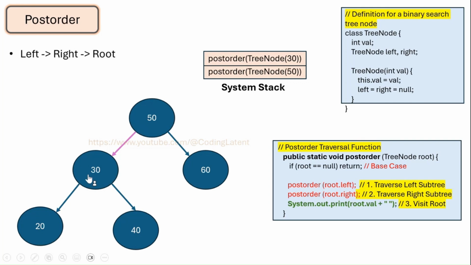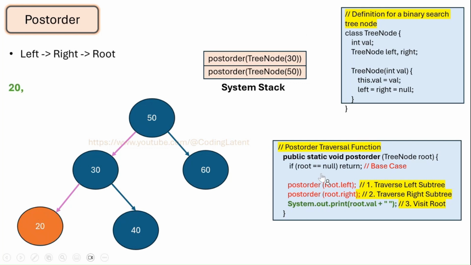Now 30 dot left is 20. So it will call the post-order with node 20 as a root. So this is the tree for which post-order gets called with the node 20 as a root. Now we'll go to the left side of it, which is null. So it will come back. Now it will call the post-order 20 dot right, which is also null. So it will come back. It will come back here. We will visit the 20 and that completes the post-order traversal for this subtree where 20 is the root.